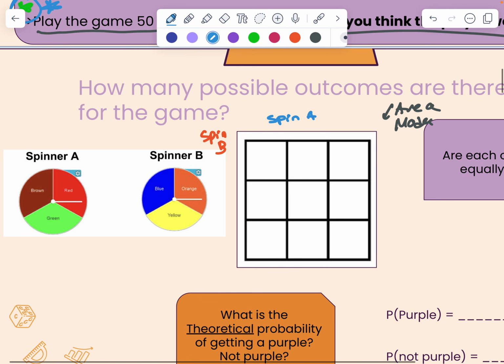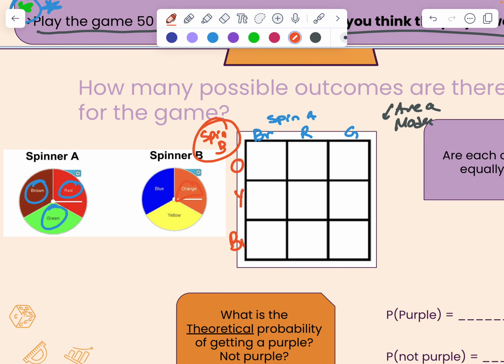And at the top, I'm just going to write out all of the possible things that could happen. For spin A, I could land here and get brown. I could land here and get red, or I could land here and get green. Very similarly, for spin B, I could land on orange, I could get yellow, or I could get blue.